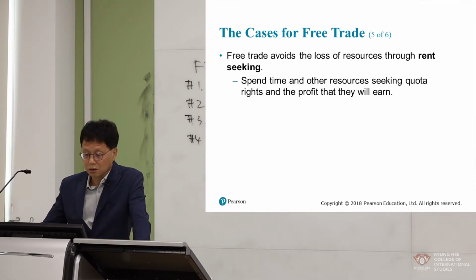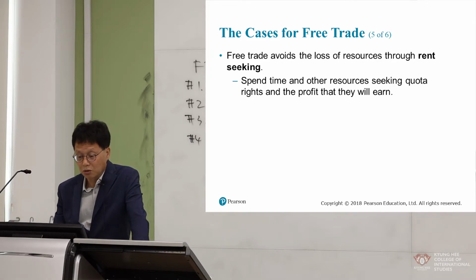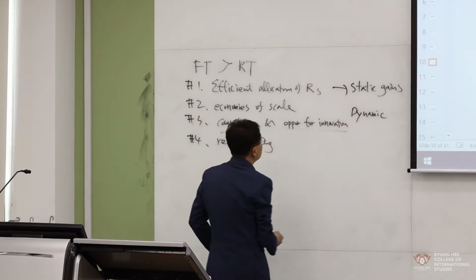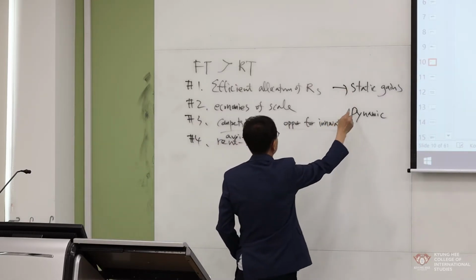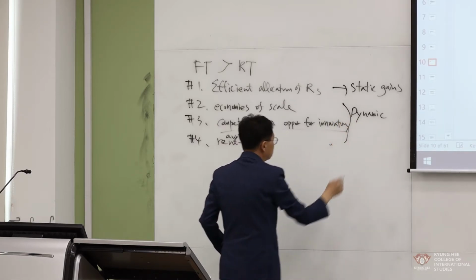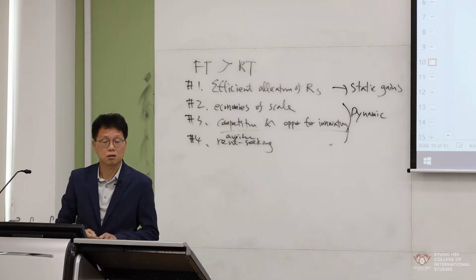But with free trade, there is no reason to worry about this rent-seeking behavior at all. So free trade policy is better than protectionist policy. That is number 4 reason. Anyway, I said number 1 reason is static gain. Number 2 and 3 are dynamic gains. Number 4 is also very similar to dynamic gains.